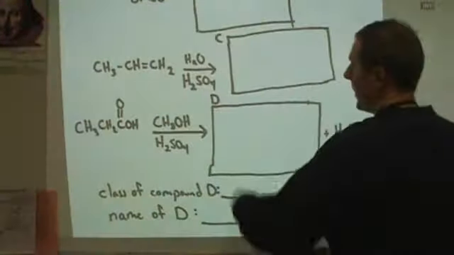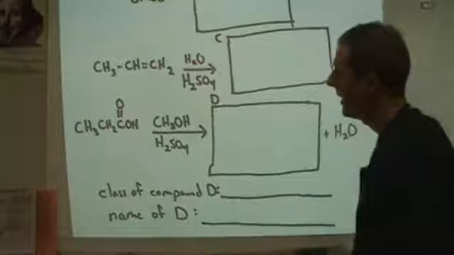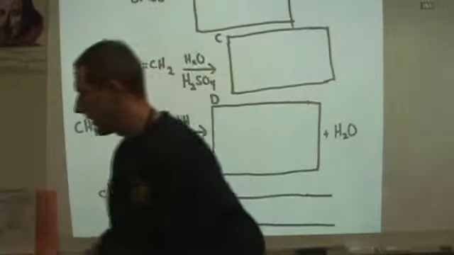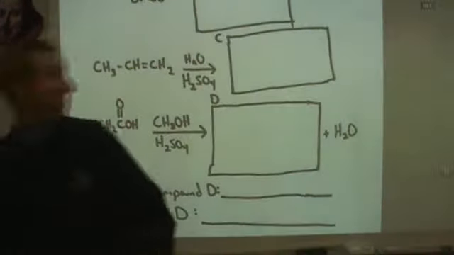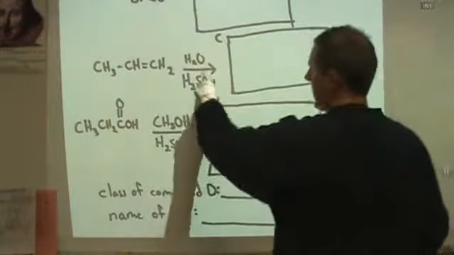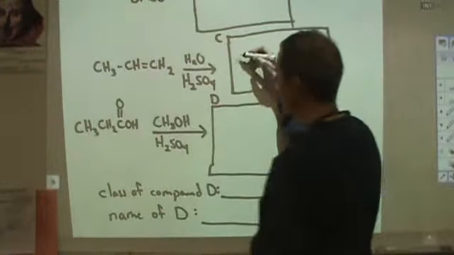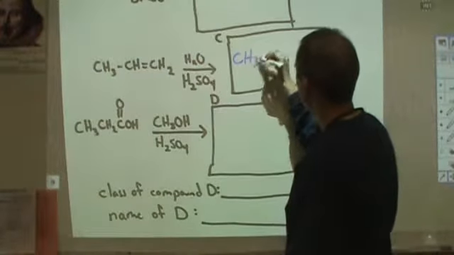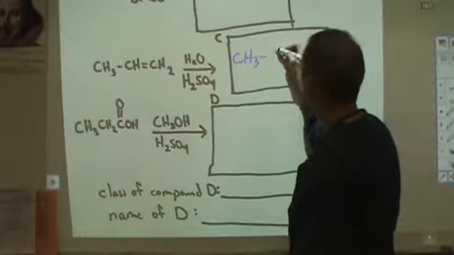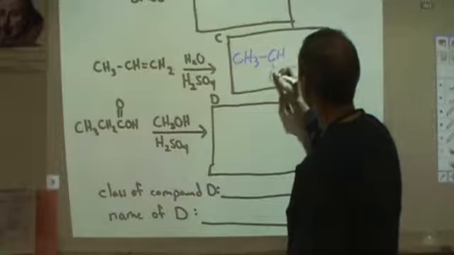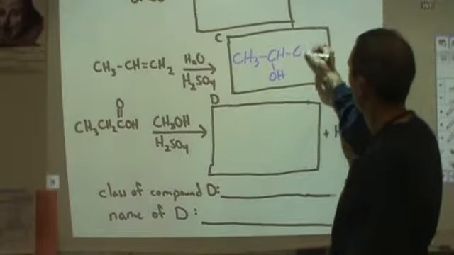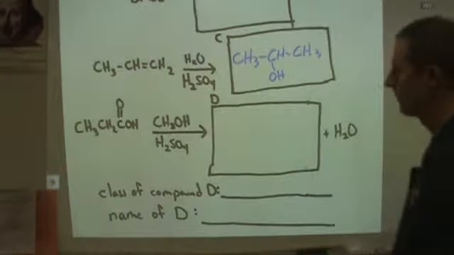In the next one, we have a water molecule and sulfuric acid added to an alkene. So again, we're looking at an addition reaction. The water is going to add to the double bond, and so I'm going to end up with an alcohol. That's going to be CH3CHOHCH3. So we're looking at isopropanol.